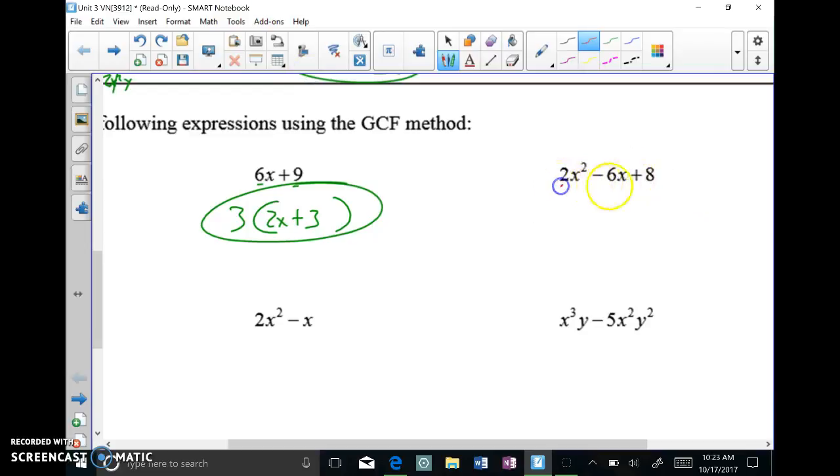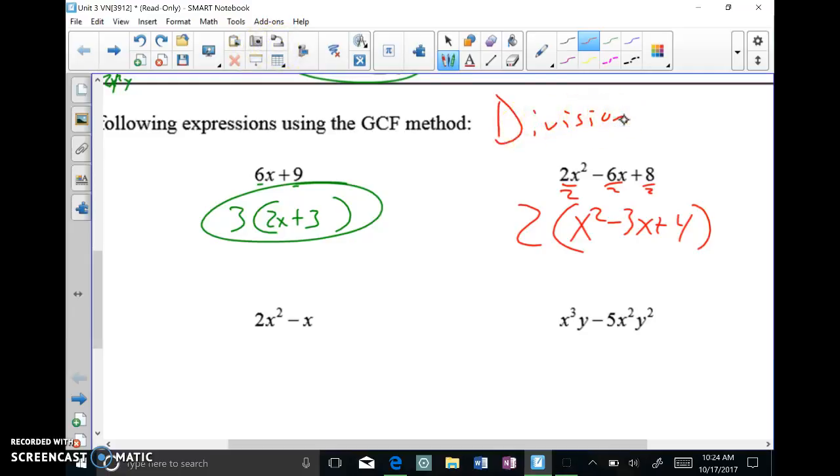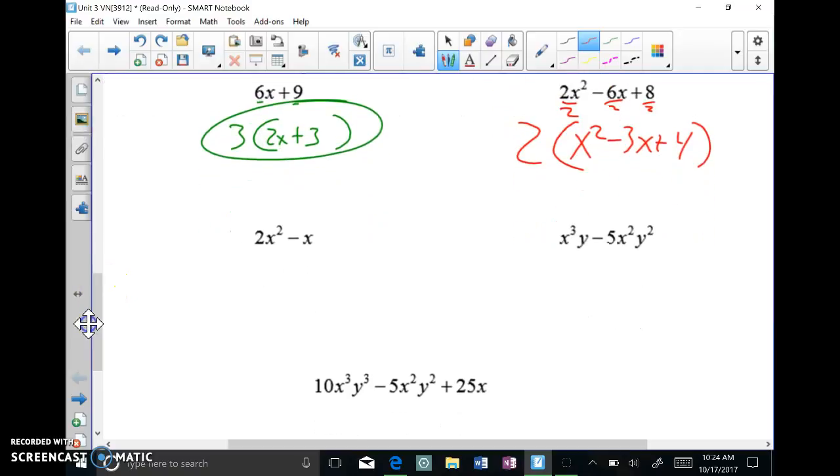But I can divide all 3 of these numbers by 2. They're all even numbers. And so when I divide by 2, take 2 away from 2x squared, I just get the x squared. Take 2 away from negative 6x, I get negative 3x. And 2 away from 8, I get 4. Now remember, when I say away from, what I'm really saying is divided by. Because remember, factoring is a form of division. Distribution is a form of multiplication. So if we're reversing distribution, then we're dividing.